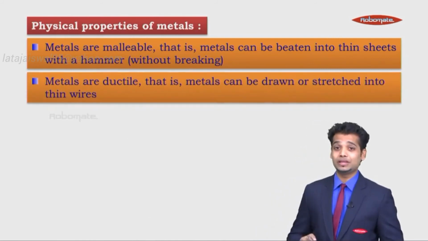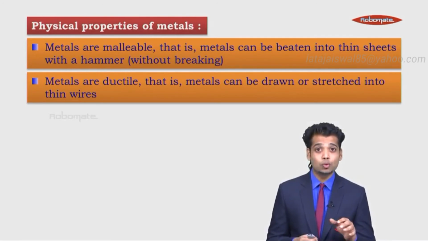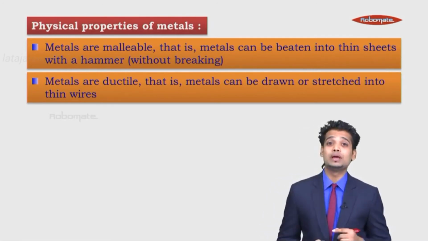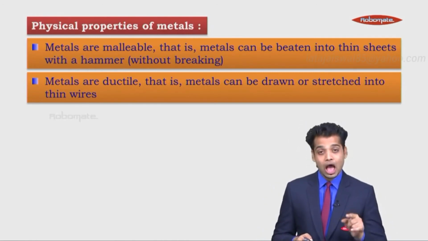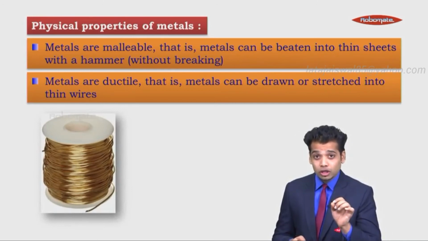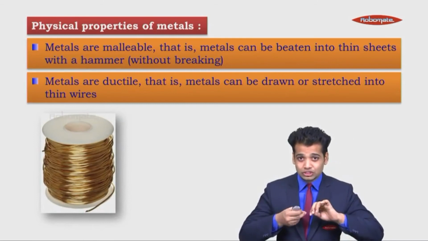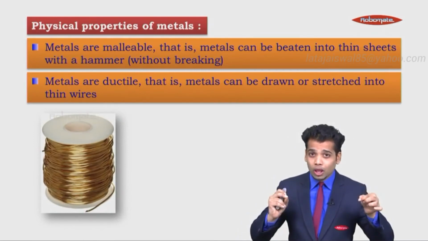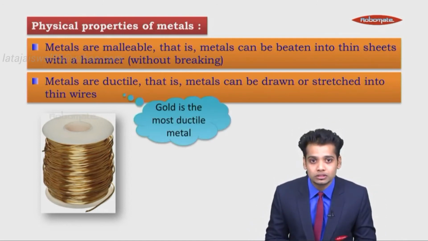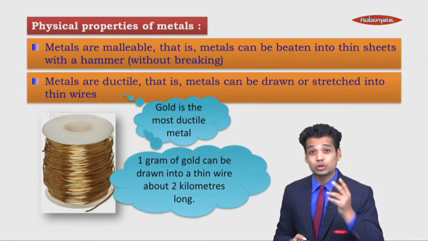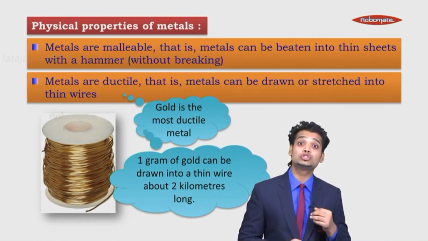Moving on to the second property, that is ductility. If you see a lot of wires tangling up in your legs when you're watching this video, the reason is because metals are ductile and they can be drawn into thin wires. But gold, a specific metal, 1 gram of gold, you won't believe it, you can stretch it, not to 1, not to 2 meters, but 2 kilometers. Are you serious, sir? Yes, 2 kilometers long wire from 1 gram of gold. Hence, gold is the most ductile metal.